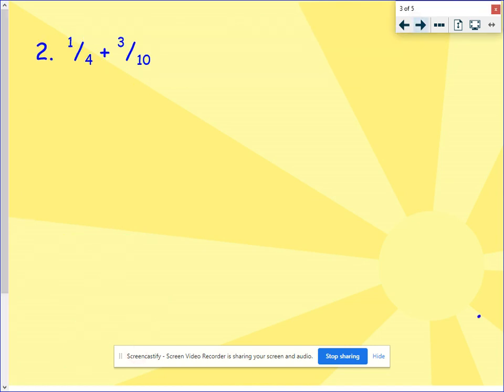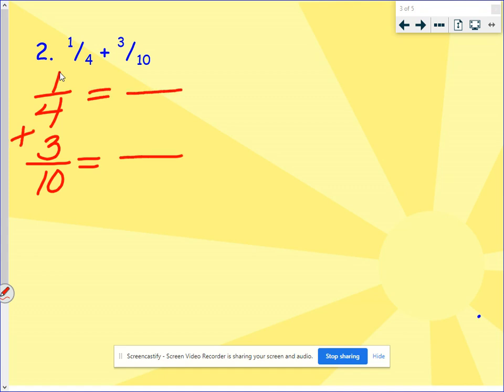Our next problem, number 2, we are going to be adding 1/4 and 3/10. Again, the same strategy as last problem. We are going to set our problems up vertically. And we have to ask ourselves, what is the lowest common denominator of 4 and 10? I meant to say 4 and 10. My apologies. The lowest common denominator of 4 and 10 would happen to be 20.